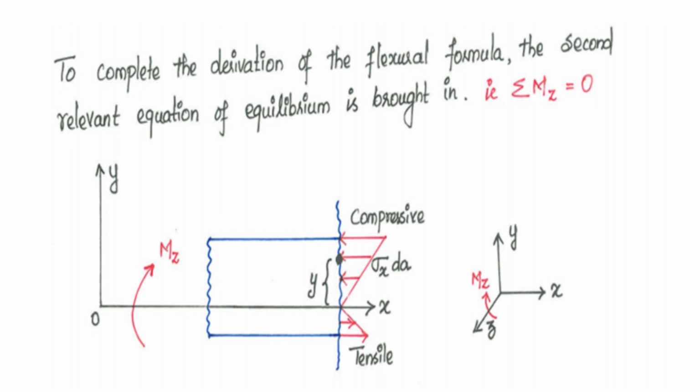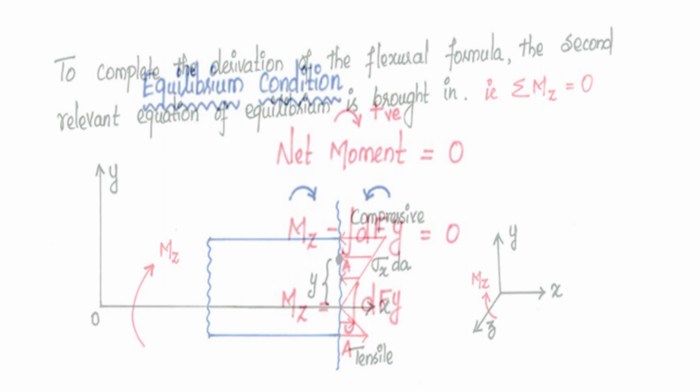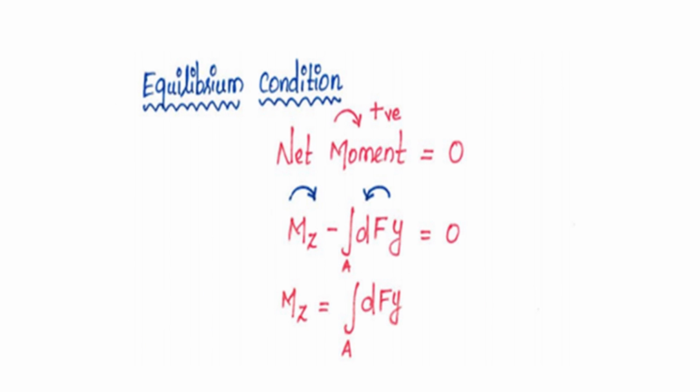And to complete this derivation, we need another equilibrium equation, that is called moment equilibrium. If we take this small section, the compressive force sigma x dA will create a moment about the z axis in the clockwise direction, and this is the equilibrium condition for moment, net moment equal to 0. So, I take Mz, the external moment in the clockwise direction, as positive, and the internal moment created by the forces, in the counterclockwise direction, I have taken as negative.